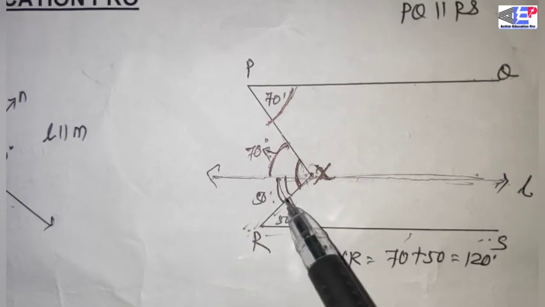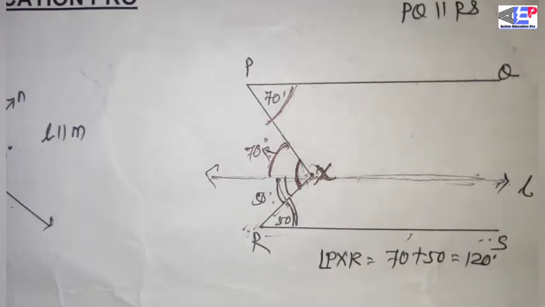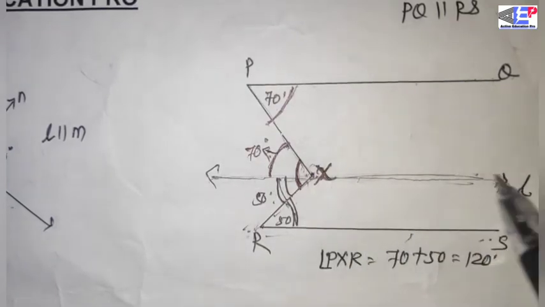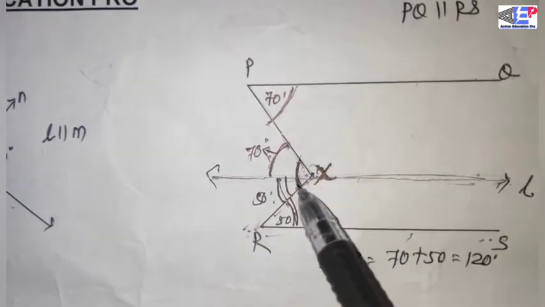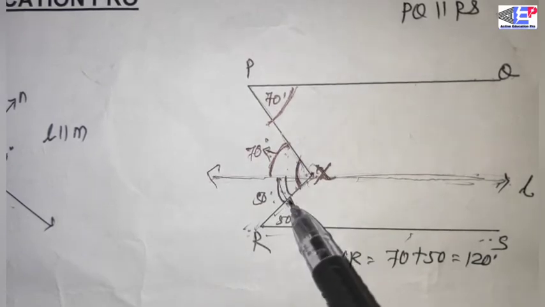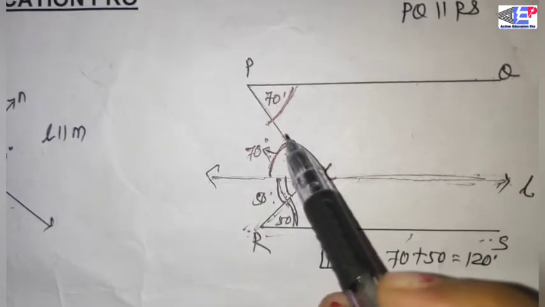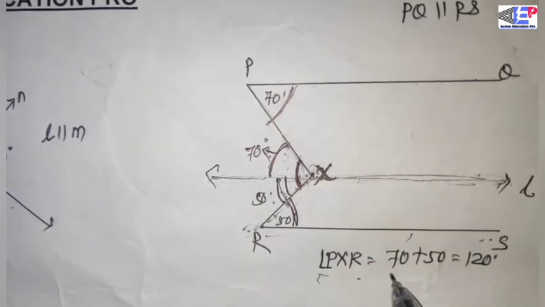because of alternate interior angles. The question asks us to find the total angle PXR, but by drawing this line, this angle divides into two parts, into two compartments. So by adding these two compartments' measurements, we can find the final value, the total value of this angle PXR. So now PXR is 70 plus 50, which is 120 degrees.